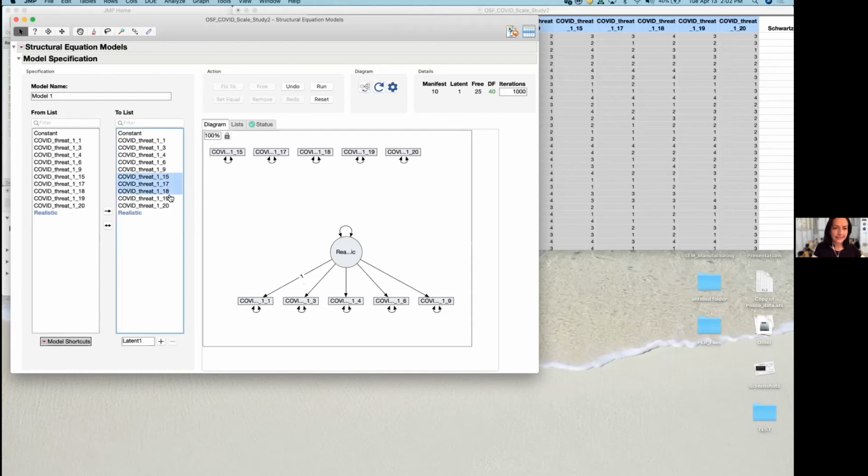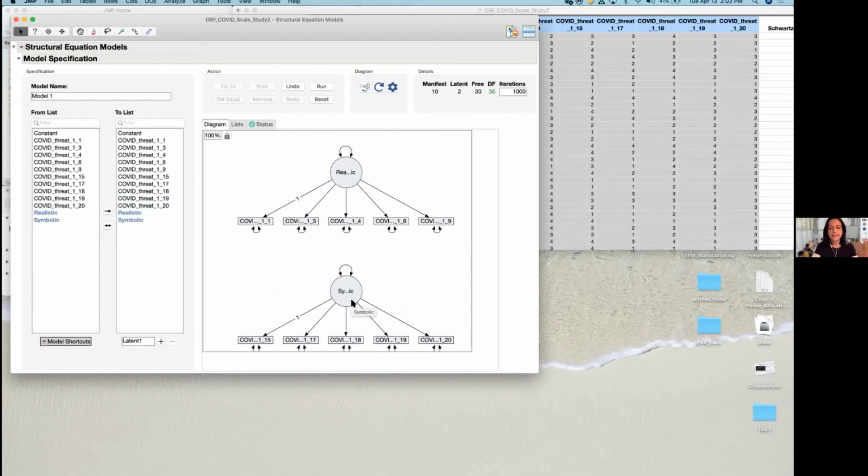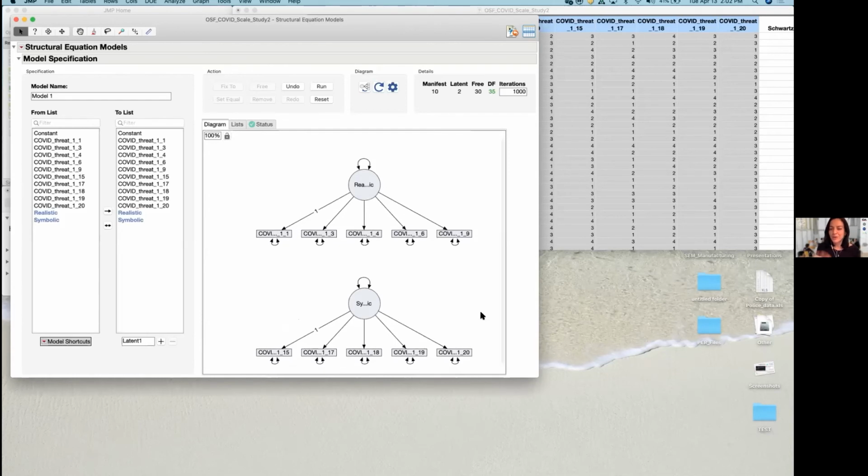So let's go ahead and select the other variables that I happen to know represent symbolic threats. And so I'm going to add that latent variable. Once again, we see that the first loading was fixed to 1 as a default. And we could already run this model. This is a confirmatory factor analysis, but notice that there are no arrows connecting any of these variables on top to the variables on the bottom here.